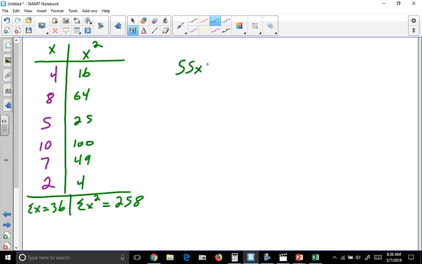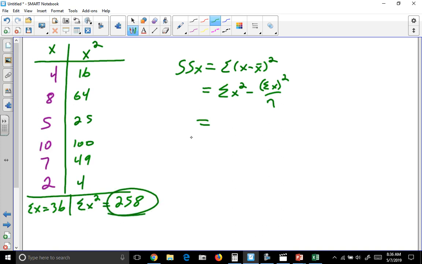So for our formula for the sums of the squares of x, instead of using the sum of the deviations, let's use the alternative form, sometimes referred to as the computational version. So we take the sum of the x squared. When we squared our x's and summed those, we got 258. Now we take the sum of the x's. When we added our data values together, we got 36. That's going to be squared, and then we're going to divide by our sample size. So our sample size was 6.